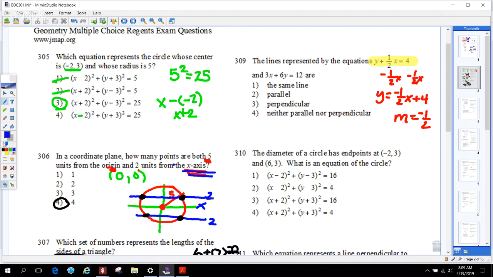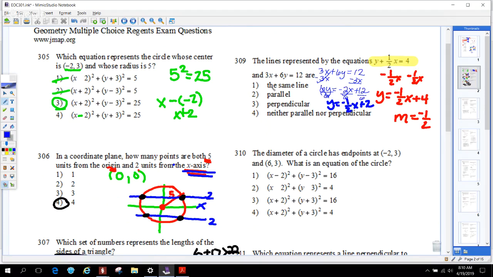Now we're going to change this one. How am I going to change this one? First, I'll move the 3x. Excellent. Then what do I do? And then you divide everything by 6. These cancel, and then that'll become negative 1/2. So there's y equals negative 1/2 x plus 2, because it's 3 over 6.